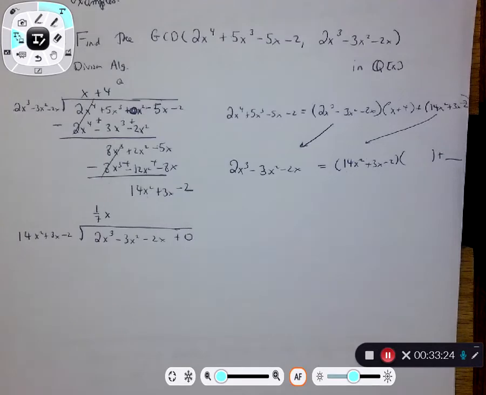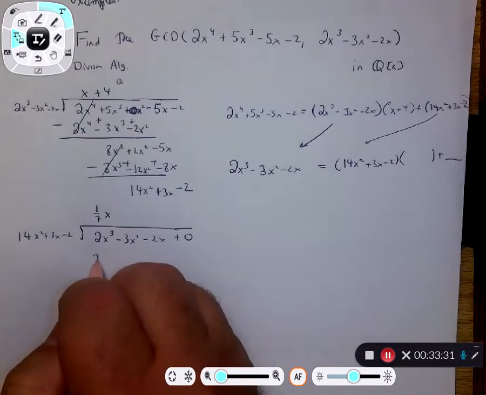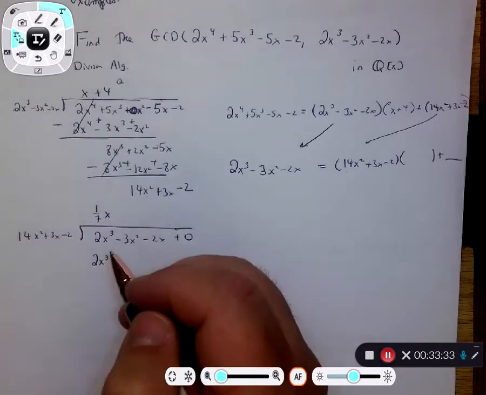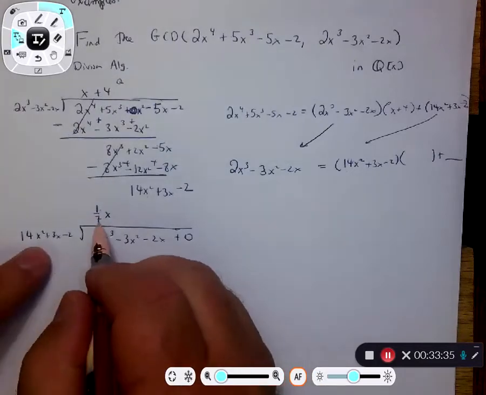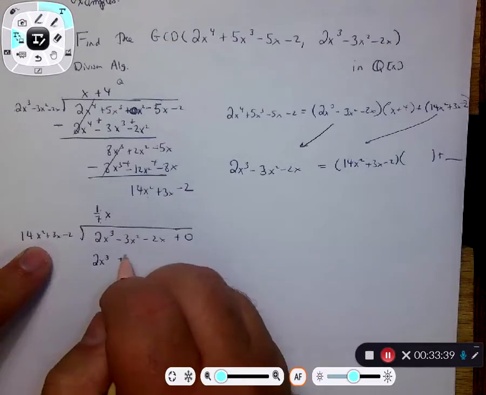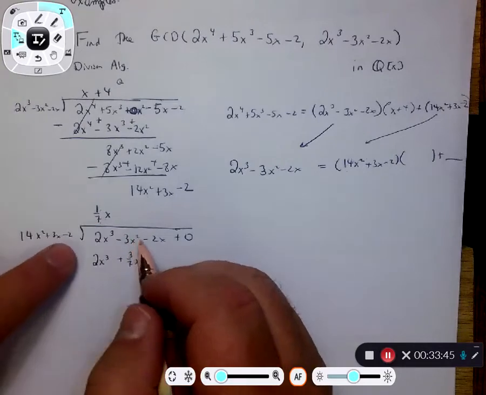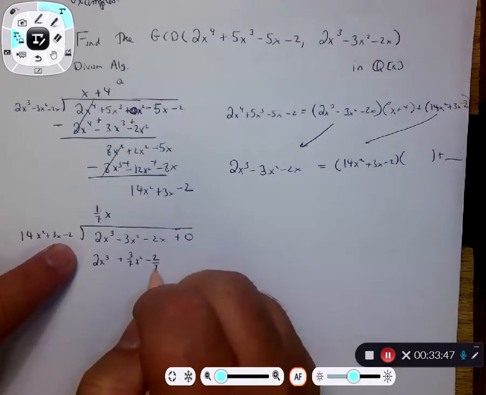Now I'm going to multiply and distribute. 1/7 x times 14x squared makes it 2x cubed. Then we get crappy fractions here. 1/7 x times 3x makes it plus 3/7 x squared. And 1/7 x times a minus 2 makes it a minus 2/7 x.